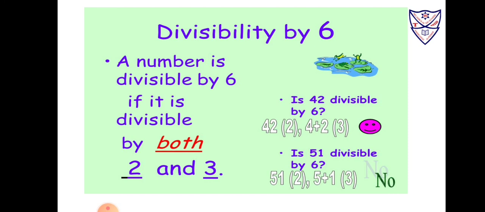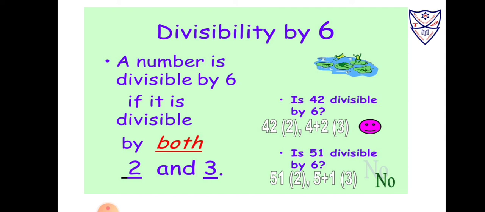Now, students, we will understand the divisibility rule for 6. What is the divisibility rule of 6? A number is divisible by 6 if it is divisible by both 2 and 3. So, here 2 and 3 is the rule, that for the divisibility of 6, a number should be divisible by 2 as well as 3.